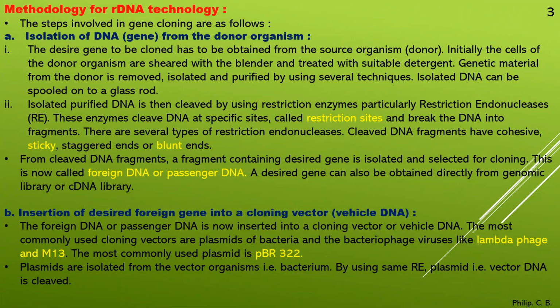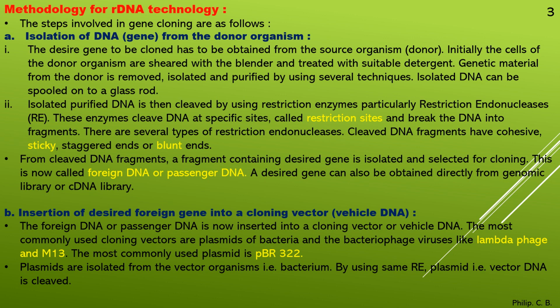Further, now the methodology of rDNA technology, where the steps involved in gene cloning are as follows. The first step is isolation of DNA, that is the gene, from the donor organism, that is the one which you want to isolate and clone. So first point, the desired gene to be cloned has to be obtained from the source organism, or as we call it, the donor organism, the one from which we are to obtain it.